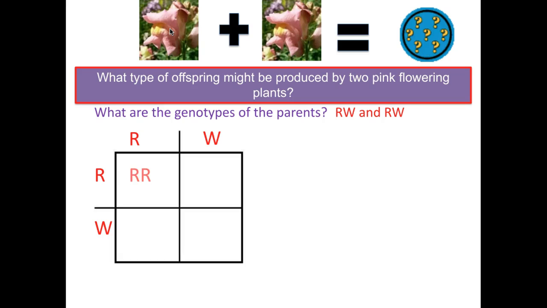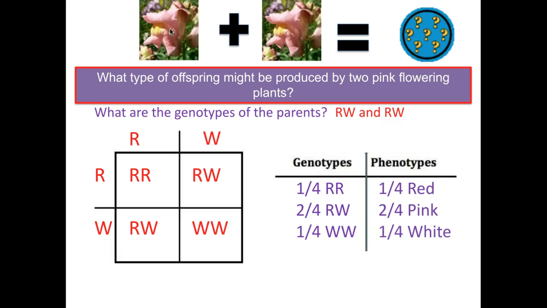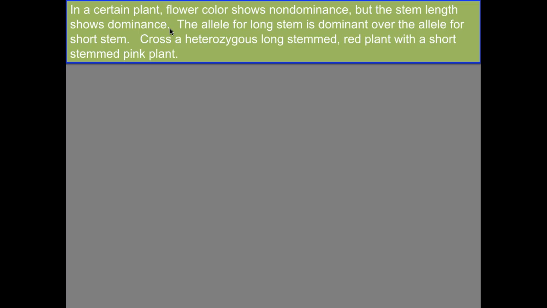We're going to have homozygous red, heterozygous, and then homozygous for white. So we're going to have one red flower, one white flower, and two pink flowers. There you go. Pretty simple.